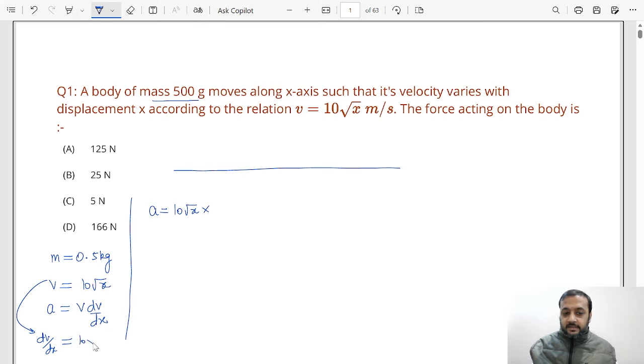10 will be as it is, x to the power half, so half will come down and this will become x to the power minus half, which can be written as 1 by root x. So dv by dx can be written as how much? 10 by 2 will become 5, and this is 1 by root x. Root x will be gone. So acceleration is 50 meter per second square. Now we can write using the million years old formula, F equals ma. Mass is 0.5 for the lizard and acceleration is 50. That means 25 Newton.